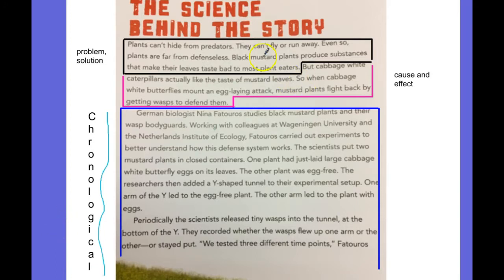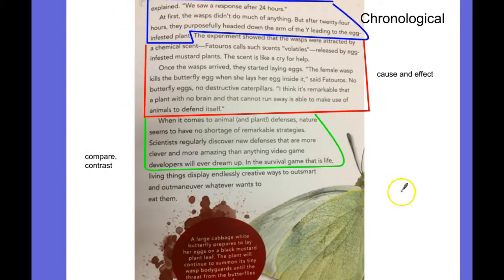So see how chunking this, really taking time to go through and think about what's going on here. Problem, solution, cause, effect, chronological. We can really come up with different story structures. Now it goes on to this page, and I'll let you read. It goes chronological, cause, effect, compare, contrast.